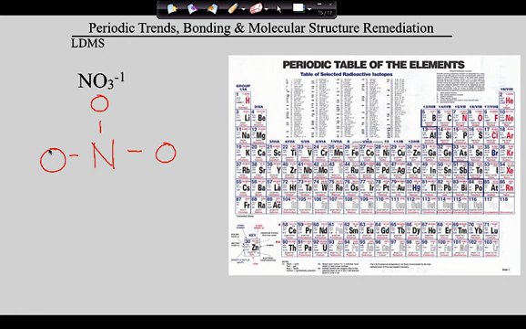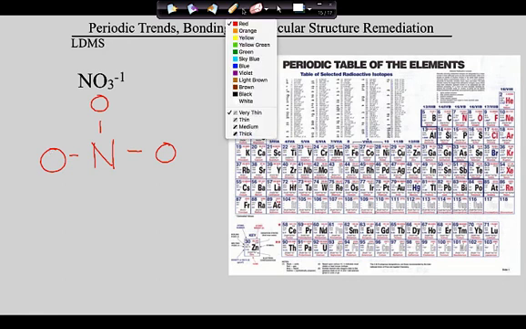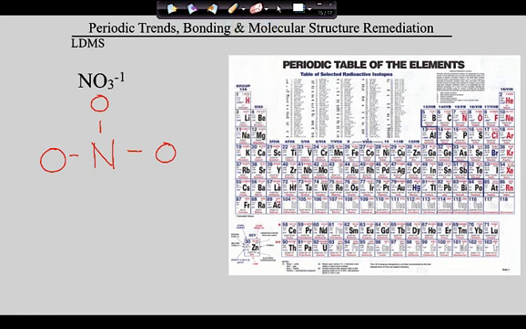Now, remember top, bottom, left, and right does not matter, but what we need to do now is count valence electrons. Nitrogen is here. It is in group 5, so it's got 5 valence electrons. Oxygen is right next to it, group 6, times 3 is 18, and then remember the -1 charge gives us a bonus electron, giving us a total of 24.